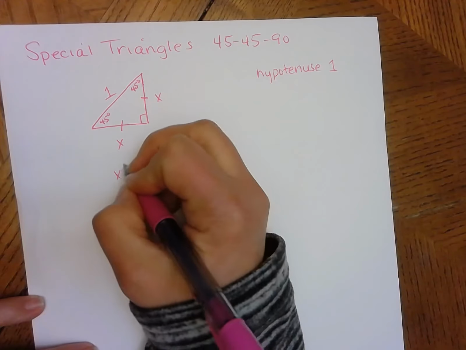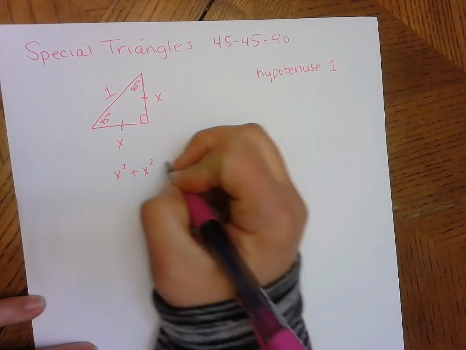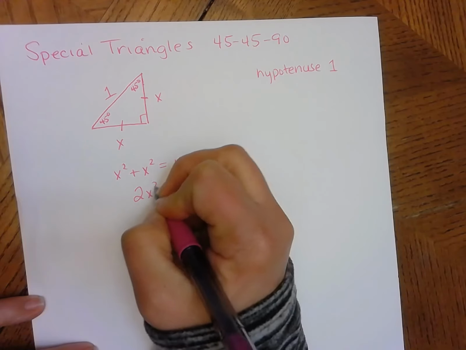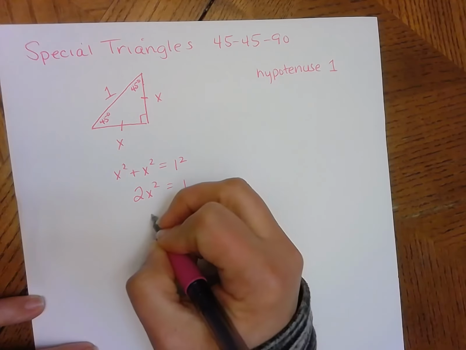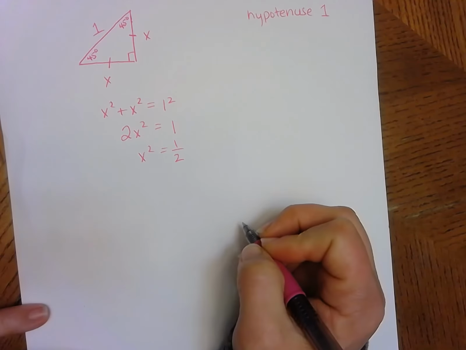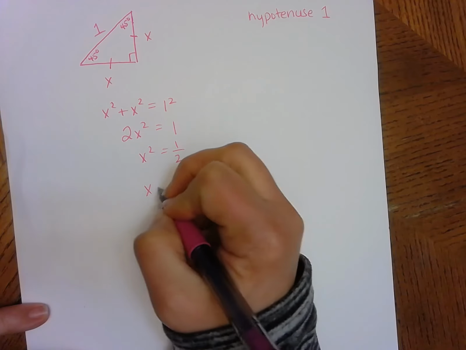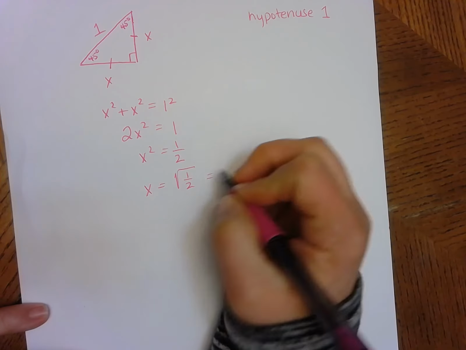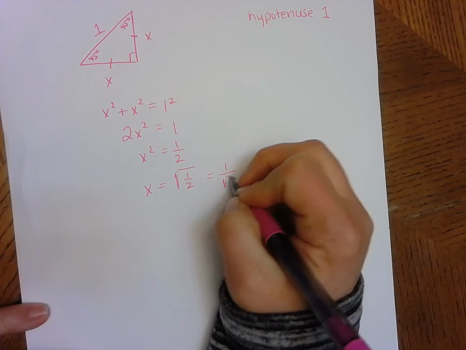So that means x squared plus x squared equals 1 squared. So really I have 2x squared equals 1, and I have x squared equals 1/2 if I divide by 2. All right, so this means my x equals the square root of 1/2, which I can take the square root of 1, and that's just 1 over the square root of 2.